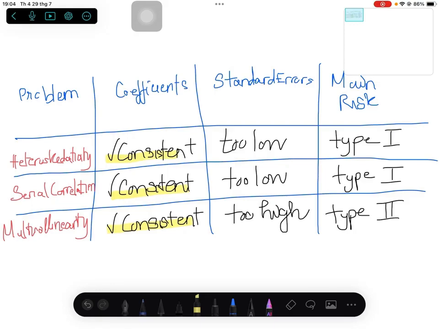The real damage happens in statistical inference. Heteroskedasticity, standard errors become too small. Serial correlation, standard errors also become too small. Multicollinearity, standard errors become too large. So if you remember only one mental model, remember this: the coefficients may survive, the statistical conclusions may not. And in finance, decisions are built on statistical conclusions.